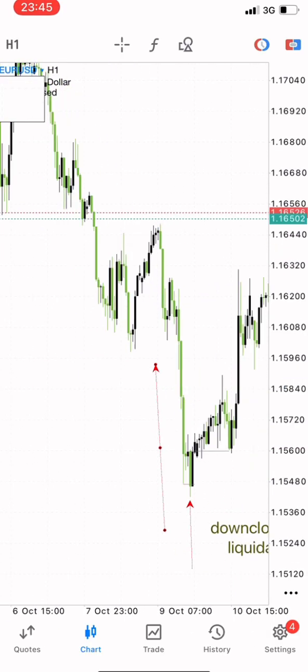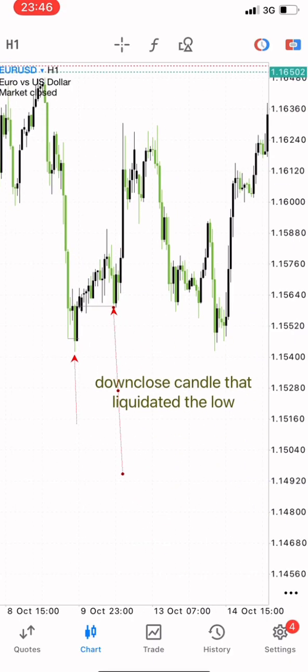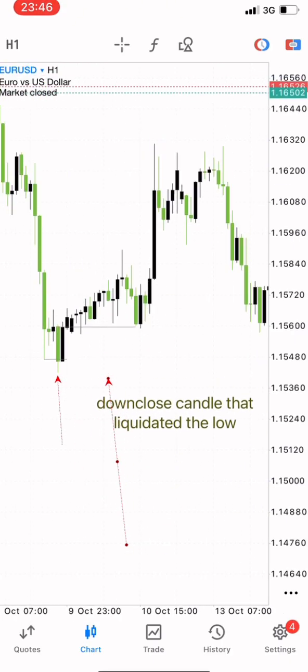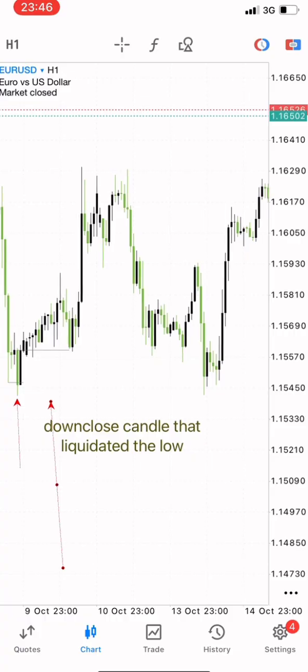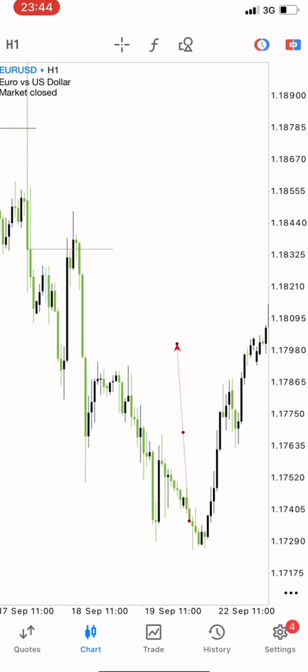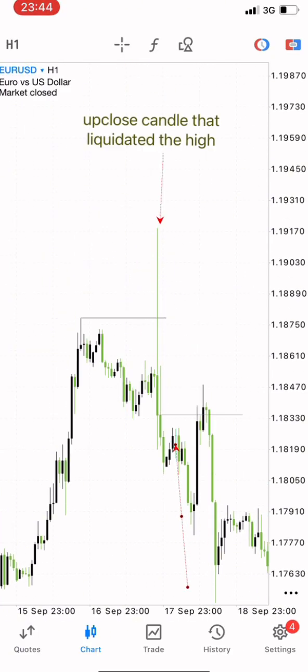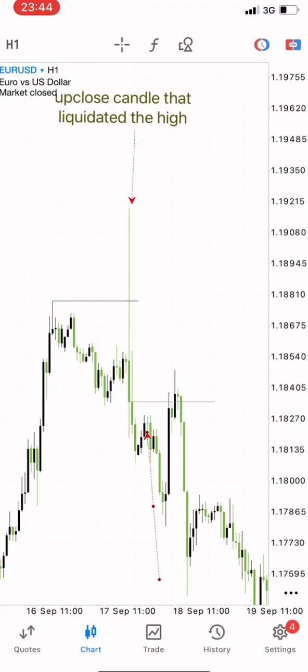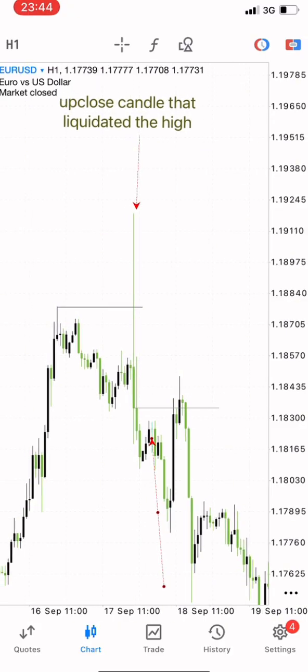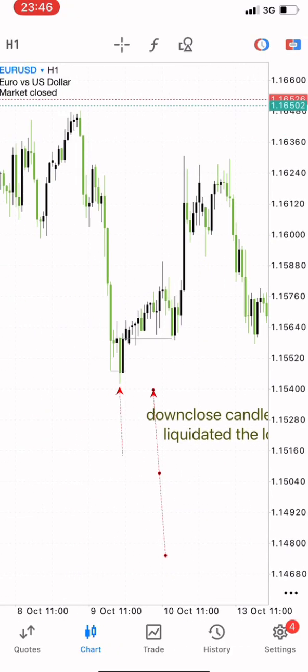Right, now I went a bit deeper than I was intending to in the summary. But in plain English, bearish model number one, up close candle, liquidated the high. Bullish model number one, down close candle that liquidated the low.